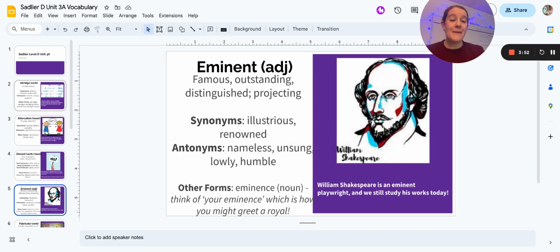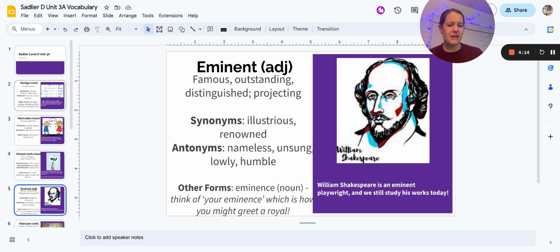Our next word is eminent, which is an adjective. And I have students that tell me all the time they remember the meaning of this word because they like Eminem, and he is very eminent. It means famous, outstanding, distinguished, or projecting. Your synonyms are illustrious and renowned. Your antonyms are nameless, unsung, lowly, and humble.